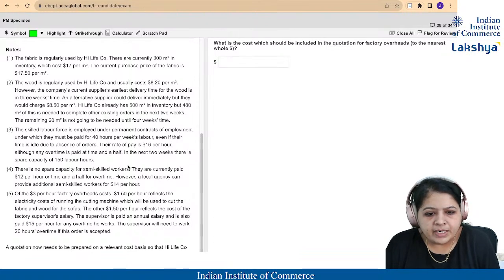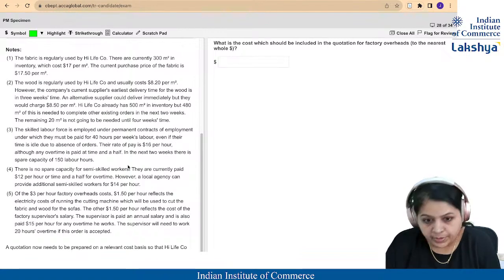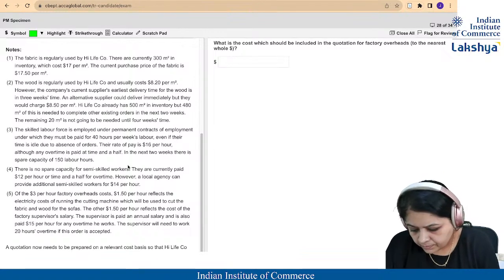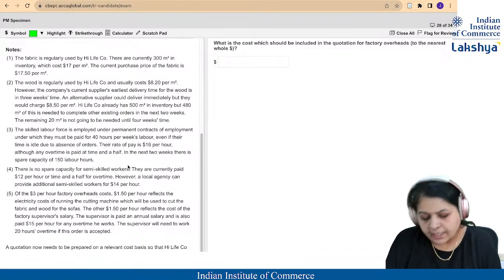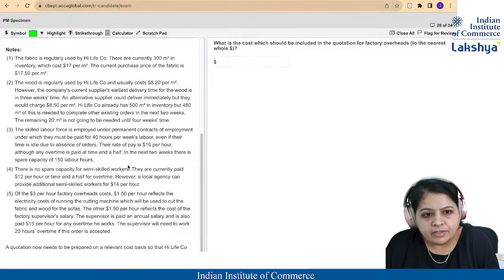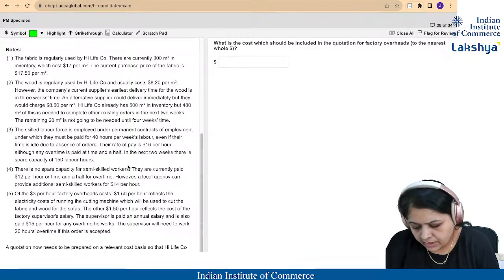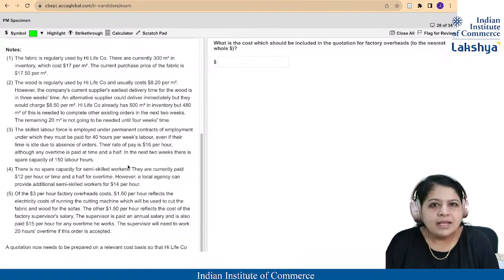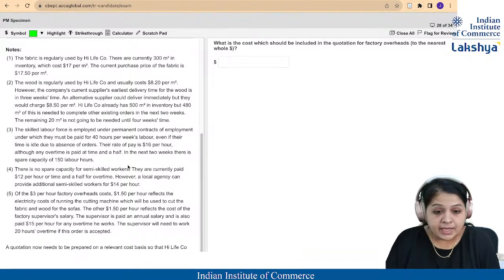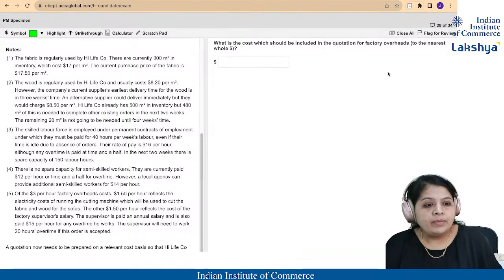The supervisor is paid an annual salary, and is also paid $15 per hour for any overtime he works. The supervisor will need to work 20 hours of overtime for this company. The electricity cost that will be required is directly relevant, so it is going to be 500 hours into 1.50, right? The supervisor is already paid the salary, so that is not required, but the supervisor has to be paid for 20 hours of overtime. So that will be included here, right?